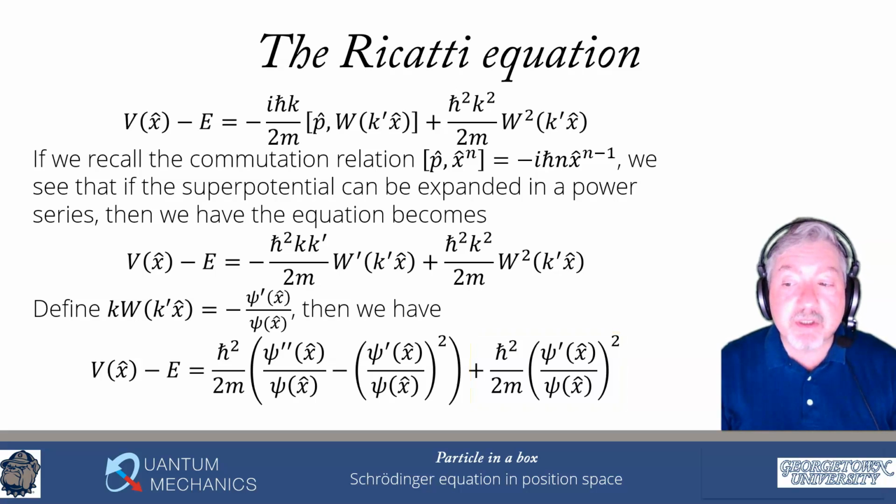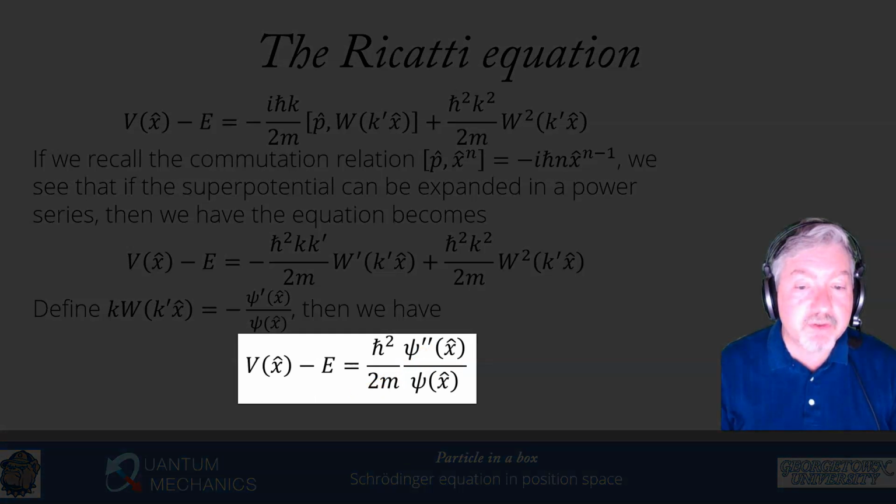And here's where the miracle occurs. You see the terms, those nonlinear terms that go like psi prime of x over psi of x, they cancel. The squares cancel and they disappear because one is a plus sign, one is a minus sign, and I'm just left with the second derivative term. So there you have it.